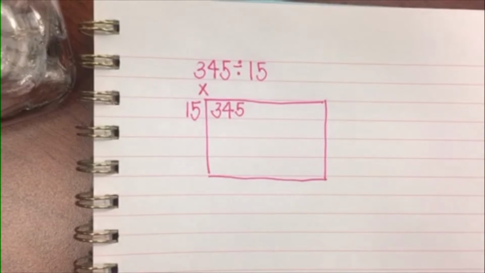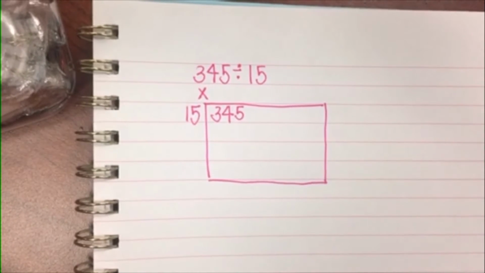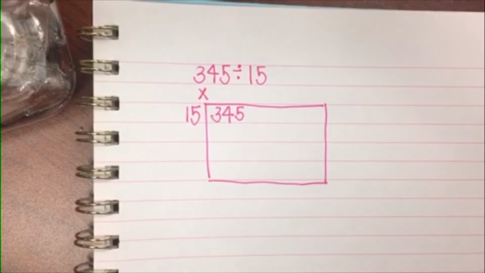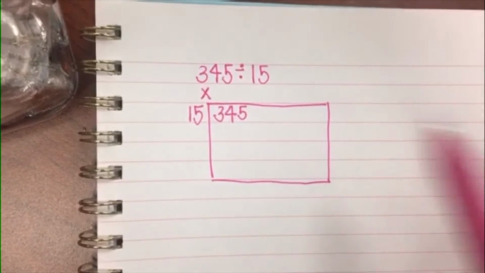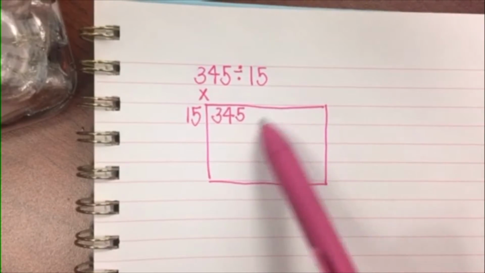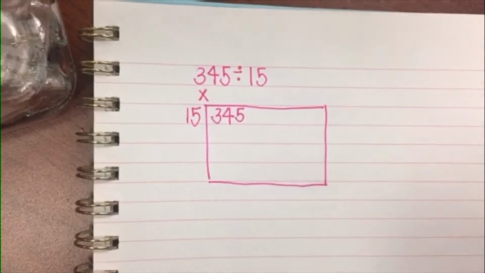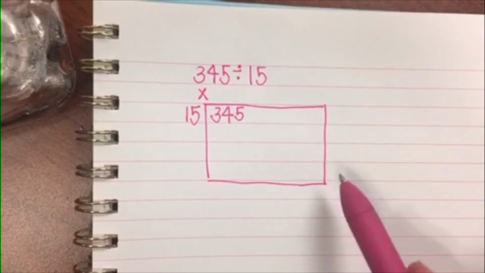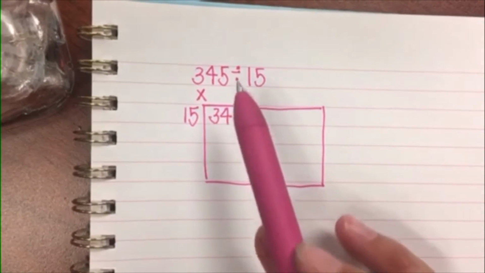Everyone, I wanted to make a video to help you and your students tonight as you progress through some of the long division with the area model. In this video I'm going to show you how to work this problem, 345 divided by 15, using this area model. The first thing I'm going to do is draw a box here, and that's going to represent the total quantity.